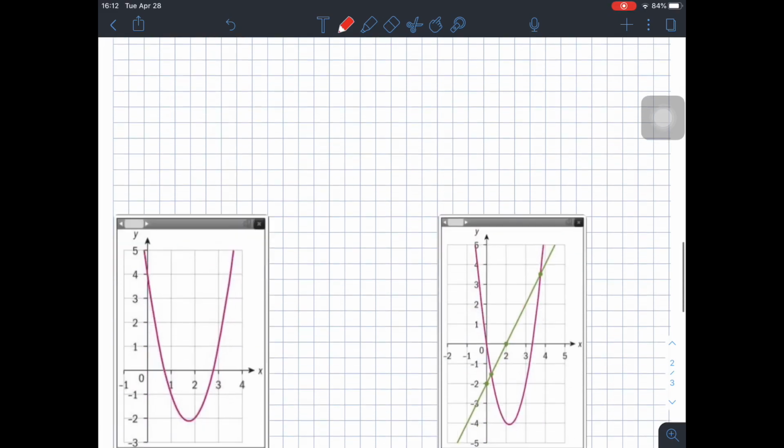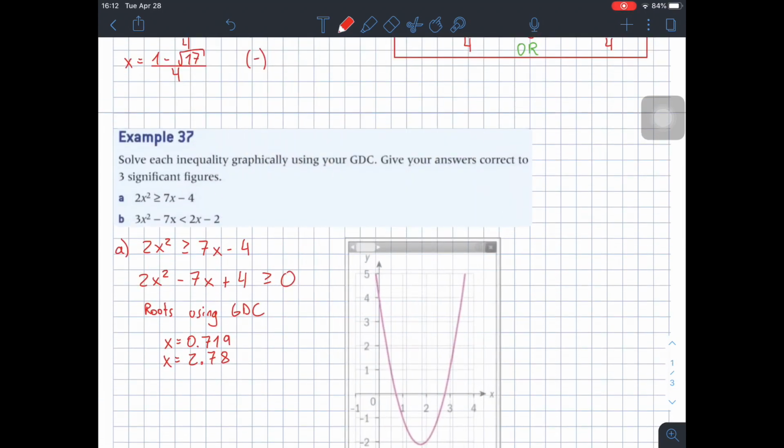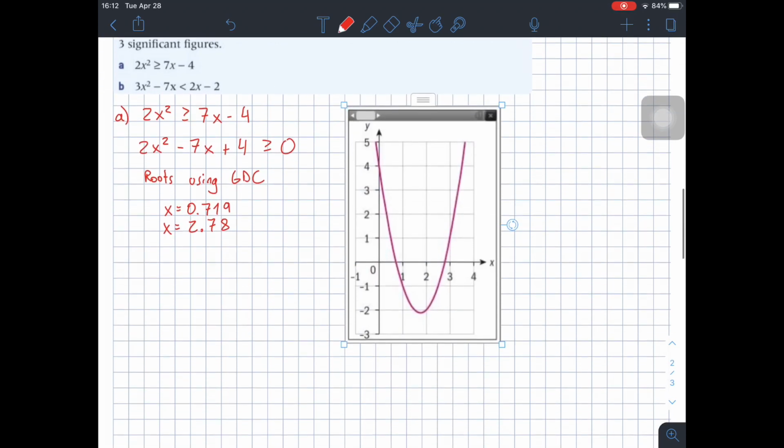So the answers or the solutions to this problem are all the values above these two. Let me bring the sketch here for a second. This is the sketch. So if you see the sketch here, you'll see that this first value here is 0.719, and this value over here is 2.78. So the region that fulfills the condition, which is that it is greater or equal than 0, is this region above the roots, right? Above the first x-intercept and above the second x-intercept.